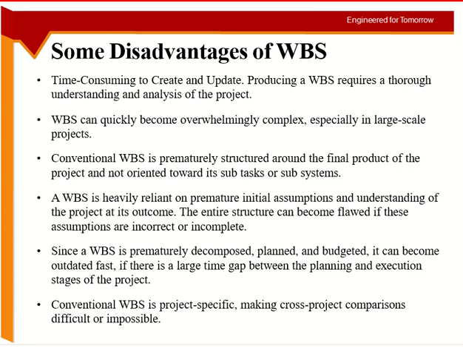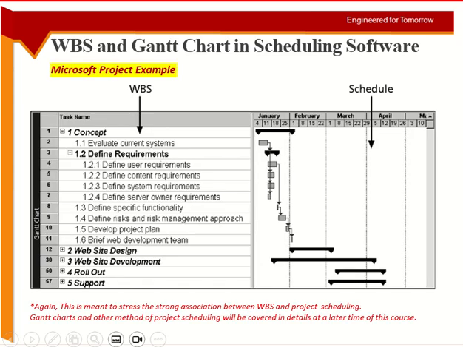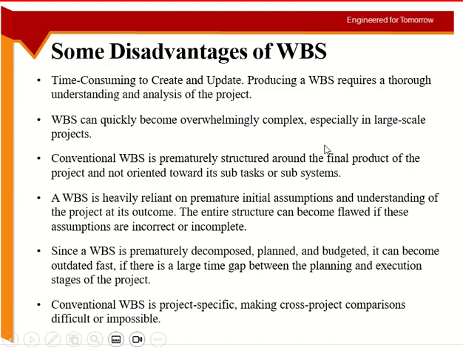Okay, so everything is interlinked. You can see it over here. You see these arrows are showing the interlinkages. So the same thing happens in a construction project as well. The activities are interlinked. So if one activity changes, the entire structure can go outdated. It's no longer usable. Okay, so conventional WBS is project specific, and cross project comparisons are difficult.